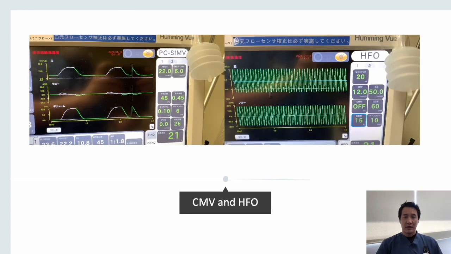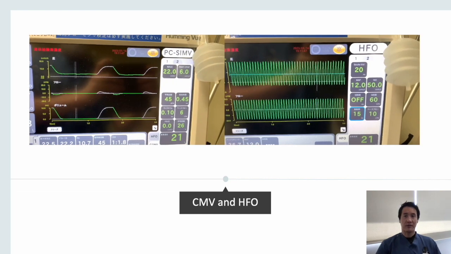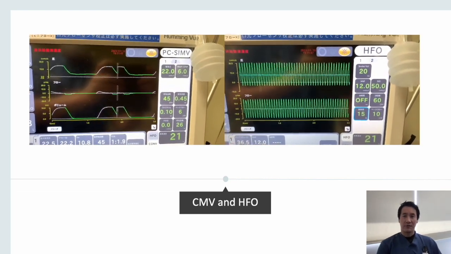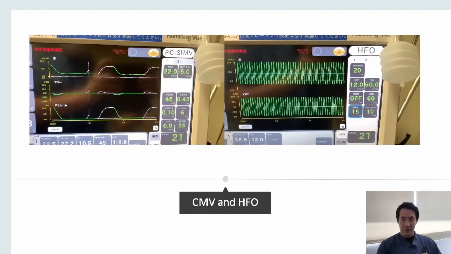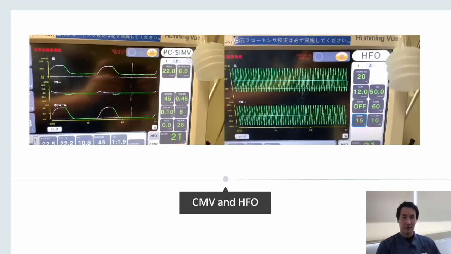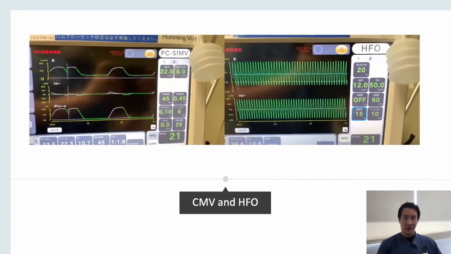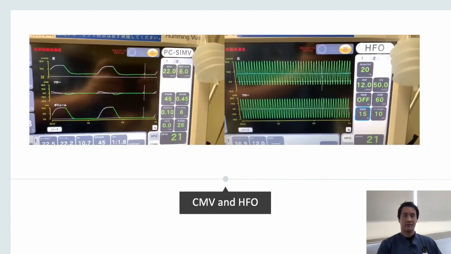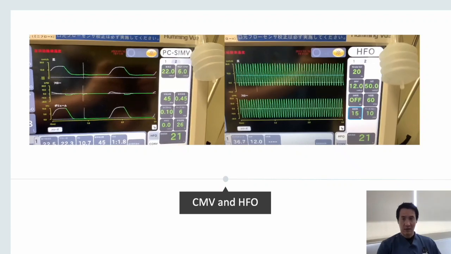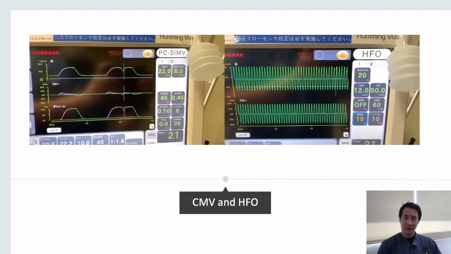To consider HFO, we will first look at it in comparison to conventional CMV mode. As we all know, CMV provides artificial ventilation by delivering a set pressure or tidal volume for a set number of times. Its frequency can be several dozen times per minute, but in HFO, gas is being pumped in and out of the ventilator 10 times a second or so, very, very quickly.